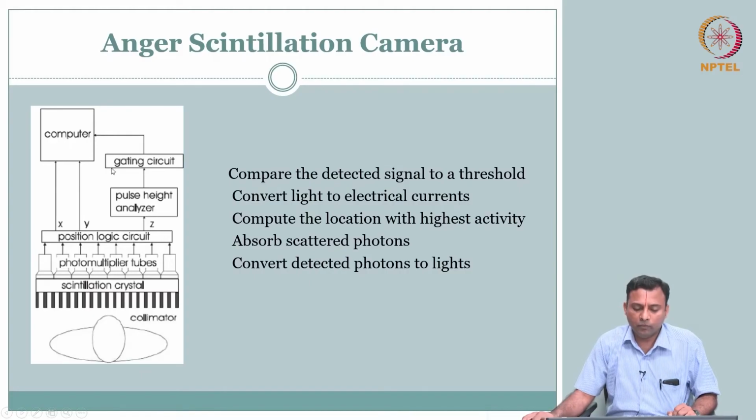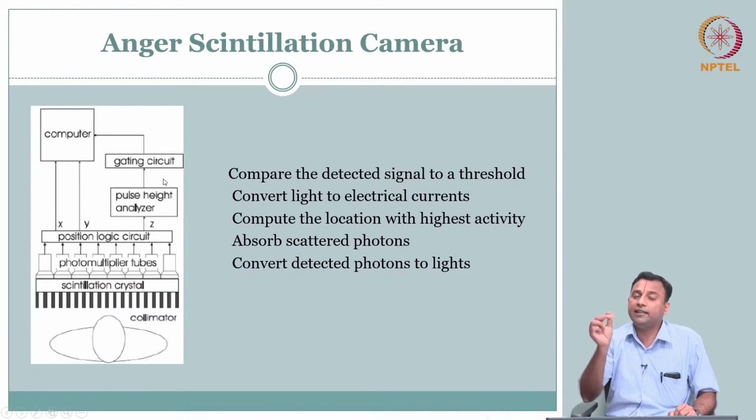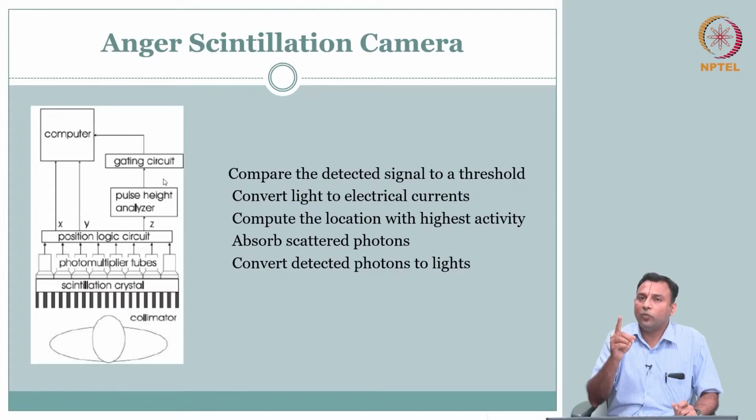So, the important aspect is here. You compare the detected signal to a threshold. Whatever comes, not all of it you may want to use. So you have this pulse height analyzer. The idea is you compare the detected signal to a threshold to decide whether we want to use it or not, because we have engineered the radiotracer. So we are looking at a gamma energy that we know, since we engineered that radiotracer. We showed the example of technetium-99m, where you get only one energy.